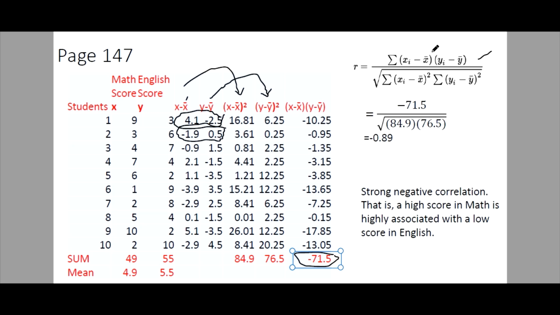So look at this. And on the denominator, we have the square root of this, which is, on the square, we have 84.9. And for the y, we have 76.5, giving us a negative 0.89. So meaning negatively correlated. So this means that we have a strong negative correlation. So if you have a high score in math, then you will have a low score in English because they are negatively correlated.